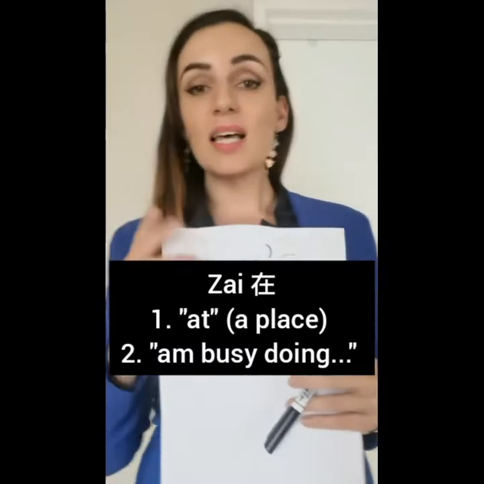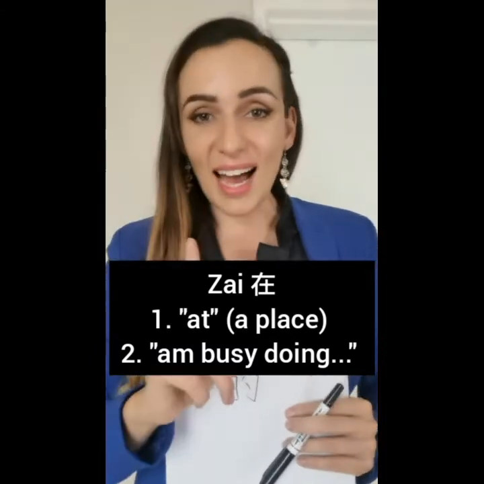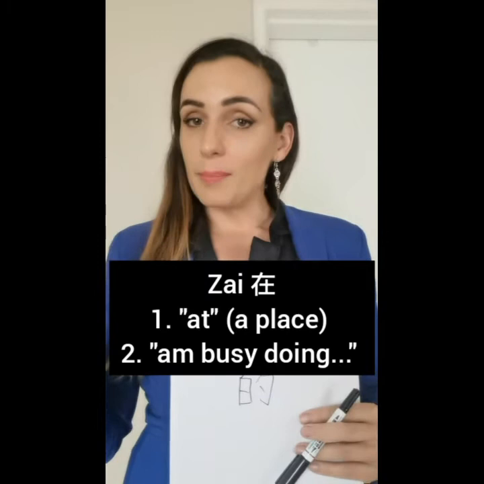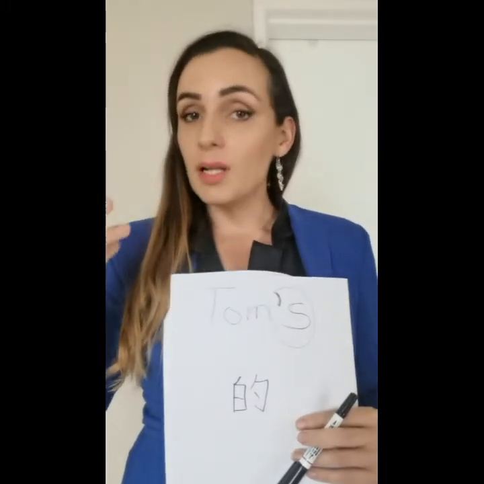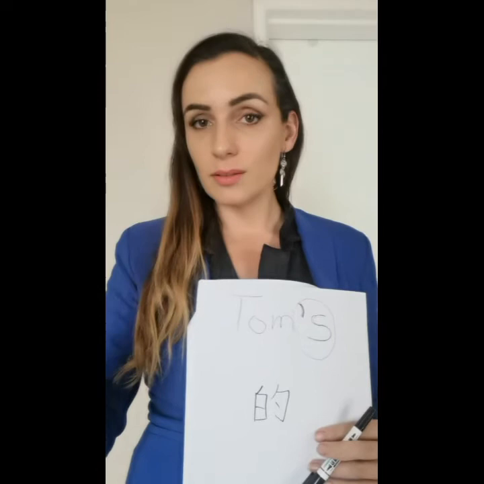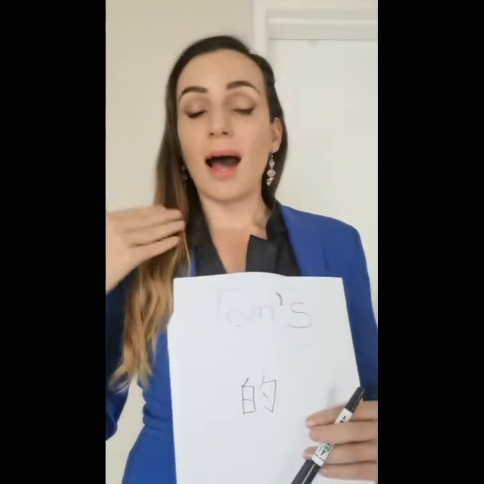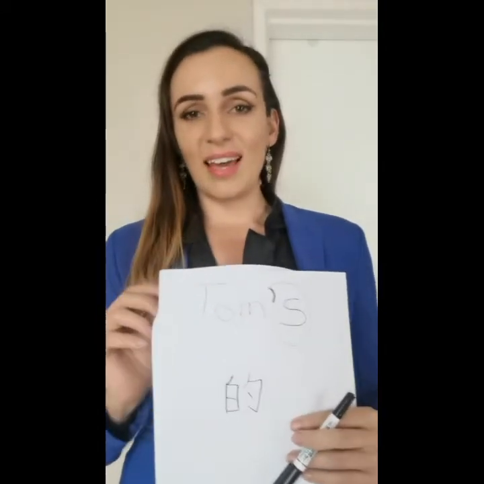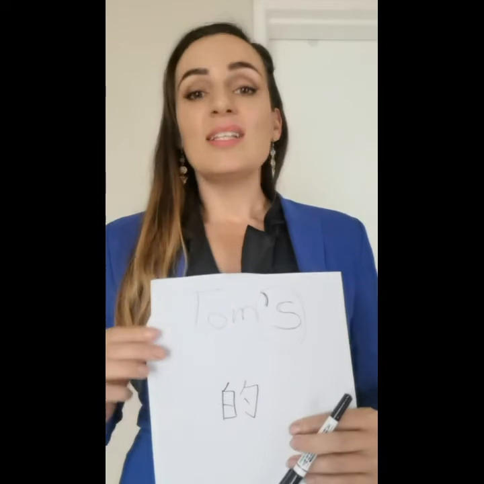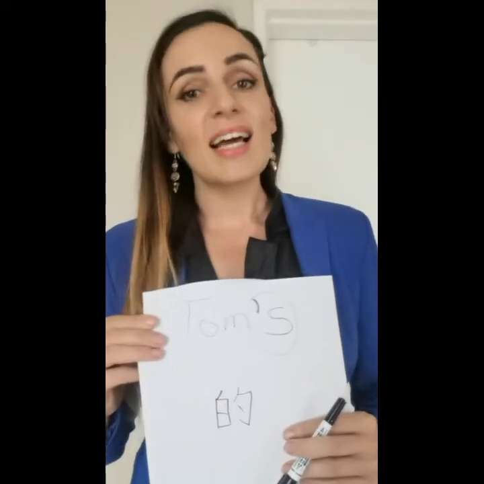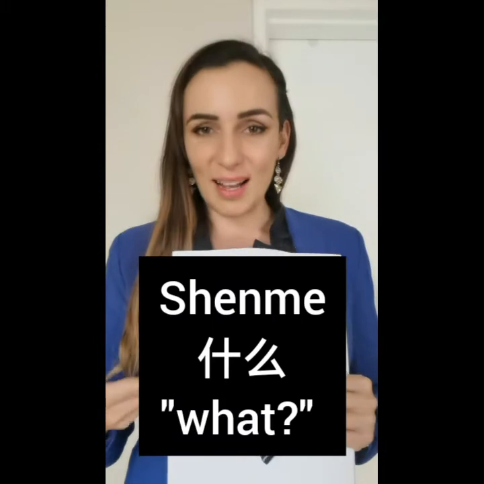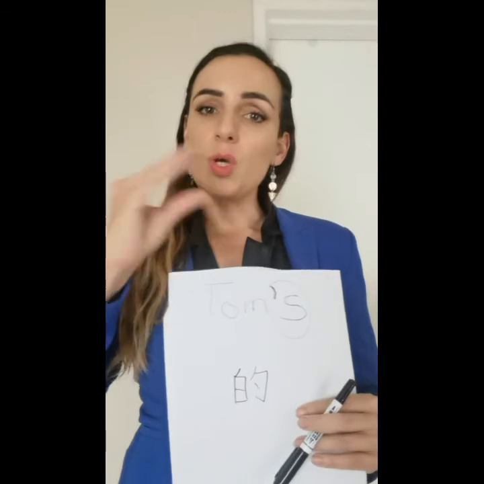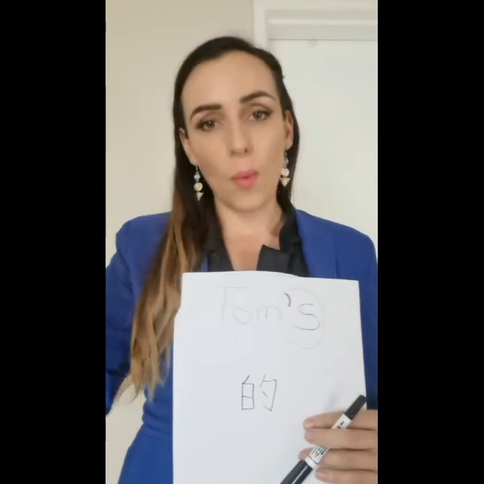So, 在 can mean at a place. 在 can also mean to be busy doing something. So 在 means I am busy looking at, I am looking at. Not just I look. That would be 我看, I look. 我在看, I am busy looking at. So 棕色的熊你在看什么? 什么 means what? 你在看什么? It means you are busy looking at what?